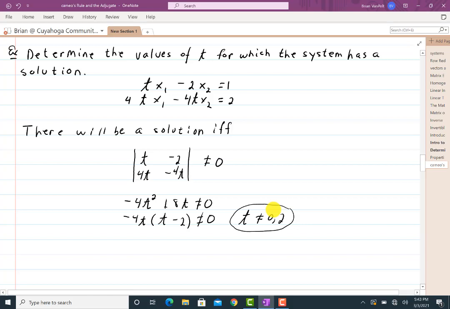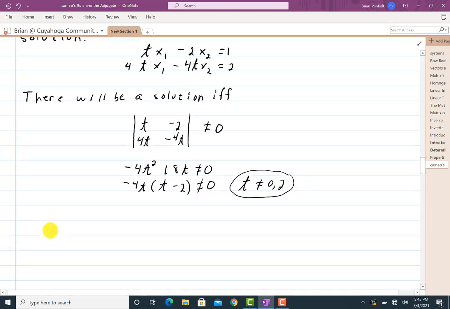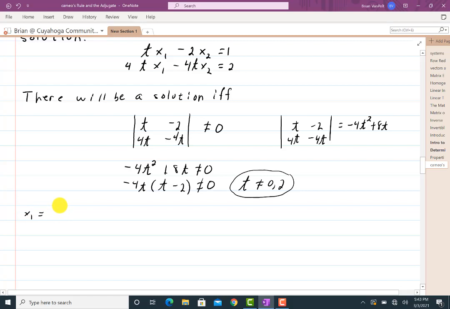Now if I actually wanted the solutions, all we have to do is take the determinant of this matrix, and as we said, we had -4t squared plus 8t. And now let's find solutions then. So if I want x1, I'll replace the column of x1s with 1, 2, and leave the second column alone.